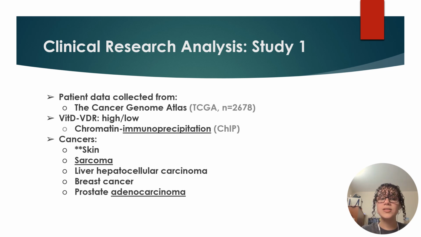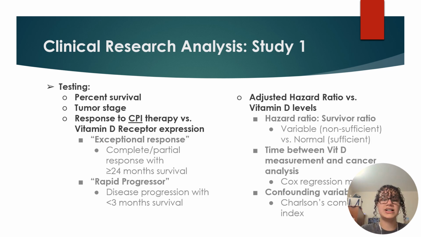Then there was liver cancer, breast cancer, and prostate adenocarcinoma. Adenocarcinomas are cancers that originate in glandular cells, which are cells that produce and secrete substances. This study also had a couple of different tests, including survival and tumor stage, as well as the response to CPI therapy, which is checkpoint inhibitor therapy.